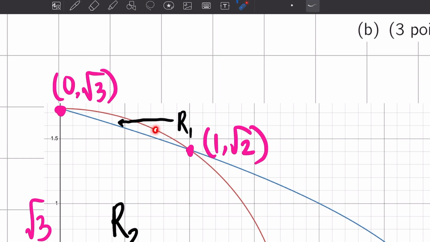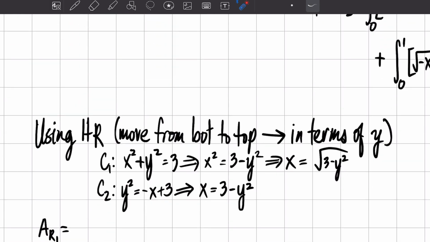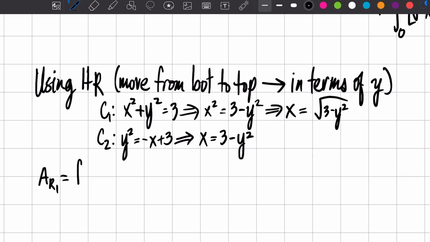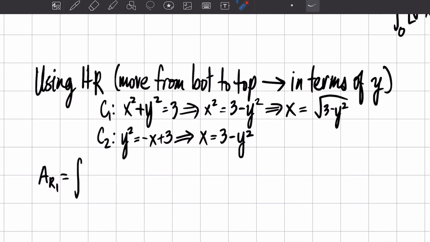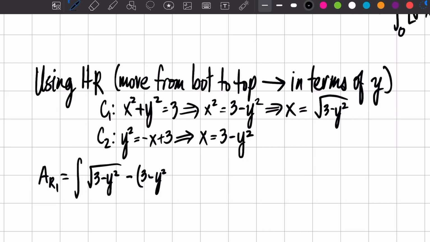It is consistent that the right curve would be the red one and the left curve would be the blue one. So what we will do here is just a single setup. That would be the integral of the right curve minus the left curve. So for the red one, that's the square root of 3 minus y squared minus the left curve, 3 minus y squared. And this time, instead of dx, it becomes dy.